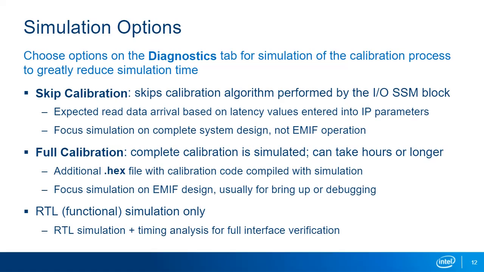If the full calibration option is selected, the entire calibration algorithm is simulated, which can take many hours or even days to complete. A .hex file storing the calibration code gets compiled with the rest of the simulation files. Simulating with full calibration can help debugging of the memory interface itself to make sure it is getting calibrated as intended. With the EMIF IP, you can only perform an RTL or functional simulation. An RTL simulation will verify the basic functionality of the interface without taking gate-level delays into account.